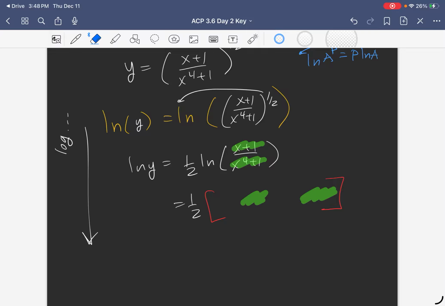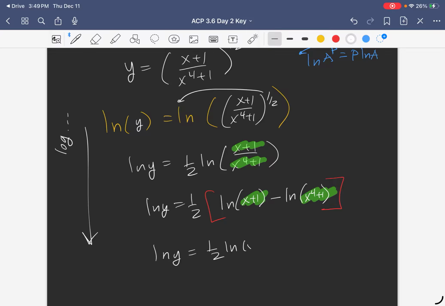So it's going to end up being the natural log of x plus 1 minus the natural log of x to the 4th plus 1. So when I distribute through that 1/2, I get 1/2 ln of x plus 1 minus 1/2 ln of x to the 4th plus 1.